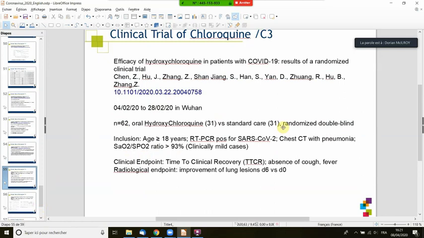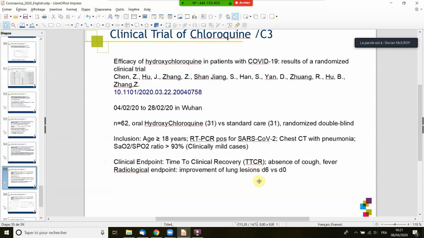No real details about the blinding, but it's a randomized trial of hydroxychloroquine versus standard care, in adult patients with clinically mild cases. The endpoints here are time to clinical recovery, so people stop coughing and the fever goes down, and a radiological endpoint, where they look at the scanner at day 6 after therapy, compared to day 0, to see whether patients are improving or getting worse.